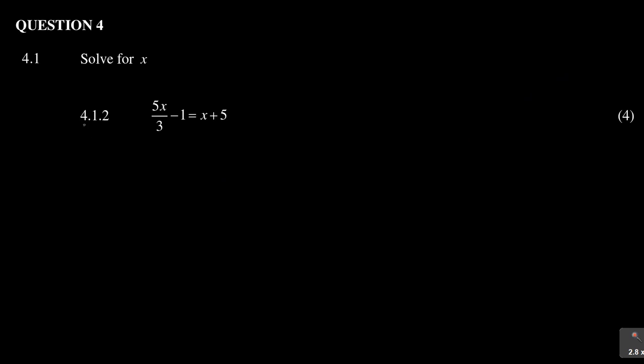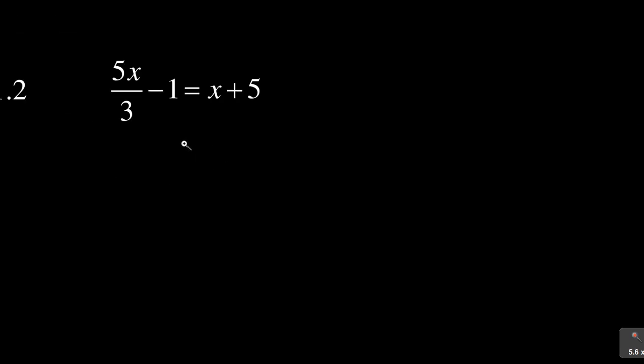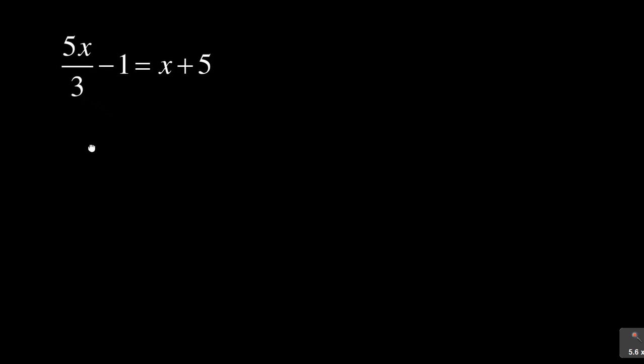Now let us look at 4.1.2. In this question, you are still solving for x and you are getting 4 marks. If I can again make my space a little bit bigger, it is given as 5 over x minus 1 is equal to 5x over 3 minus 1 is equal to x plus 5.